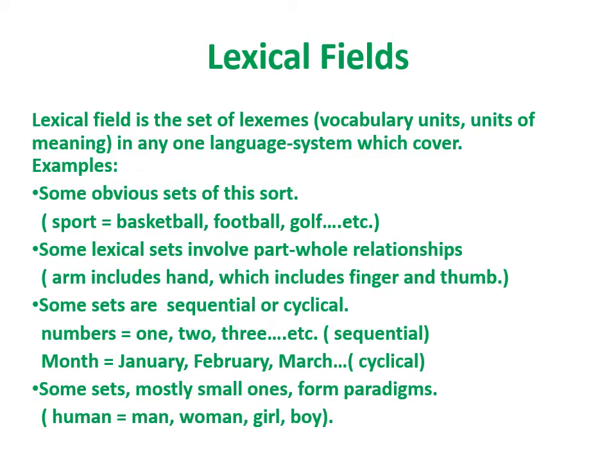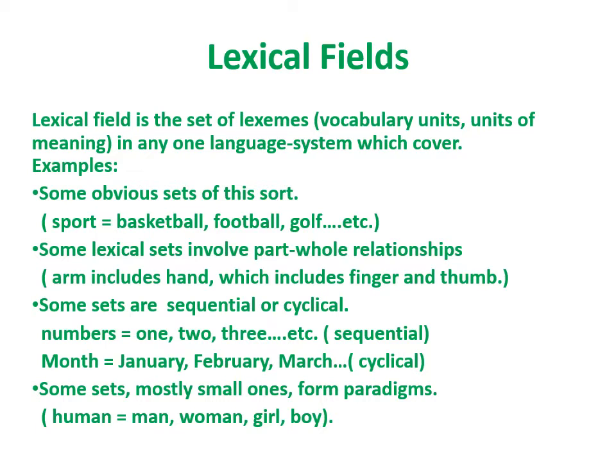Some sets are sequential or cyclical, like numbers. When we say numbers, it covers a series, or sequential, 1, 2, 3 and so on. So it's called sequential. Months: January, February, March, April, May, and so on. When we say month, it includes the 12 months, from January to December. It's called cyclical because after the new year, it starts again with January.